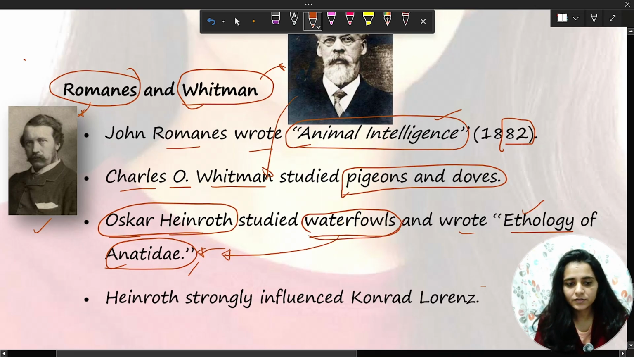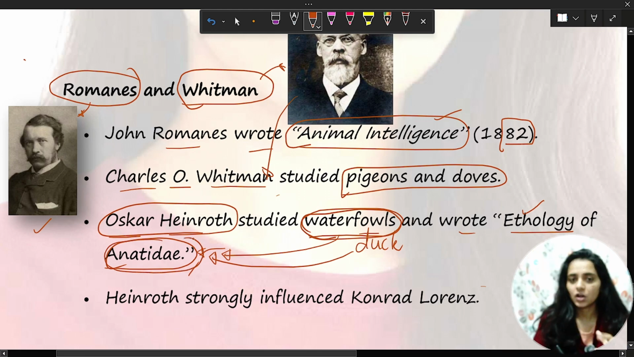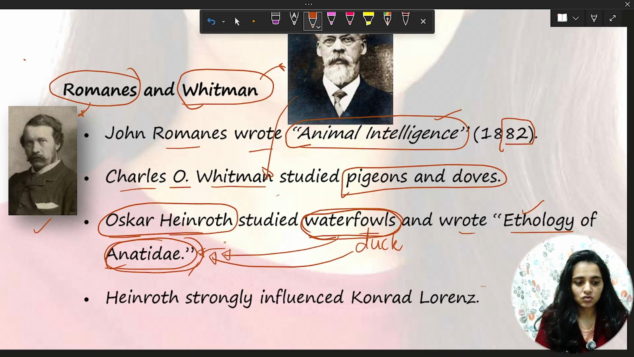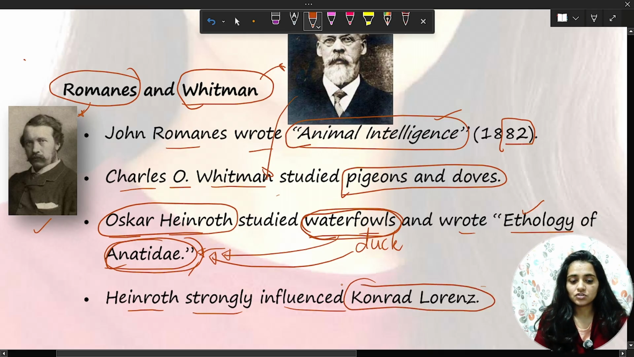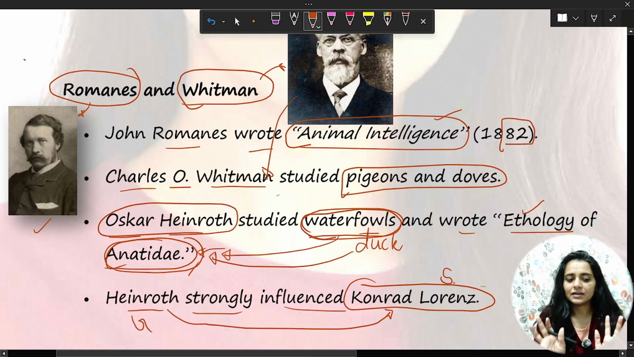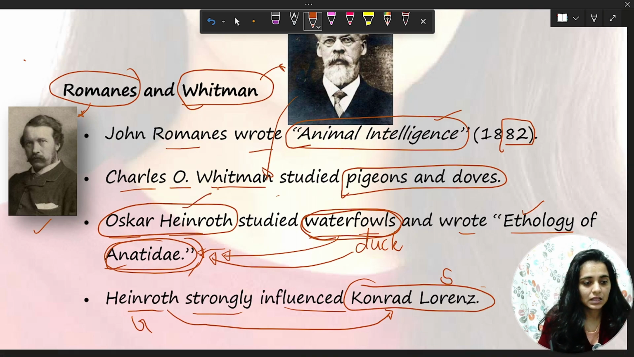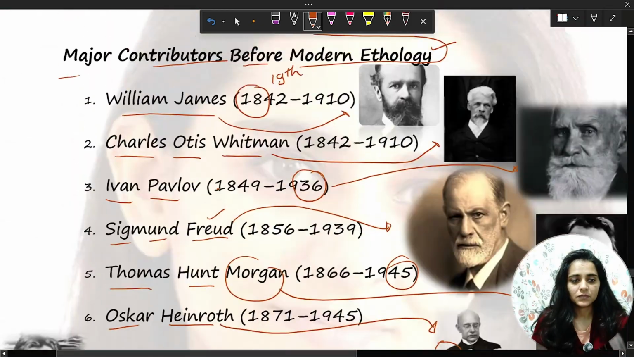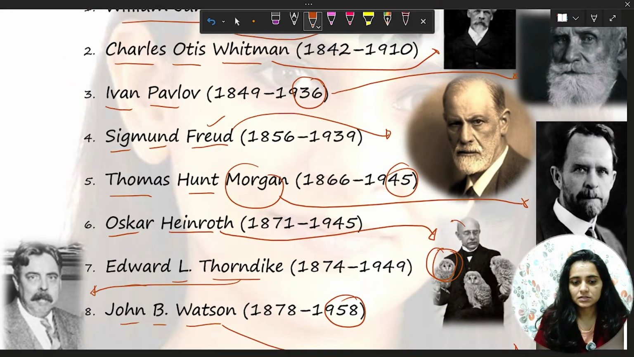So, waterfowl are fowl which live in the water. The fowl are ducks, and those fowl are also called Anatidae. Remember this. Then Oscar Heinroth, we'll see who he is. Heinroth strongly influenced Konrad Lorenz. Heinroth is the guide of this student, Lorenz. Who is Lorenz? We'll see in detail in upcoming classes. And as I say, Oscar Heinroth, you know him, this owl person.